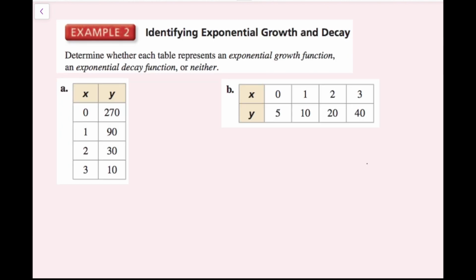Determine whether the table represents an exponential growth function, exponential decay function, or neither. Well, in this case, I'm adding 1 to x each time. And if you see here, I'm actually dividing by 3 each time for y. Since I'm dividing here, or multiplying by 1/3, and 1/3 is a number that's in between 0 and 1, I know that this is going to be an exponential decay function.